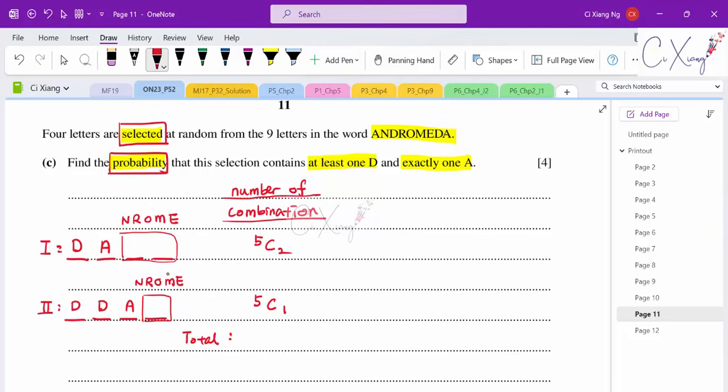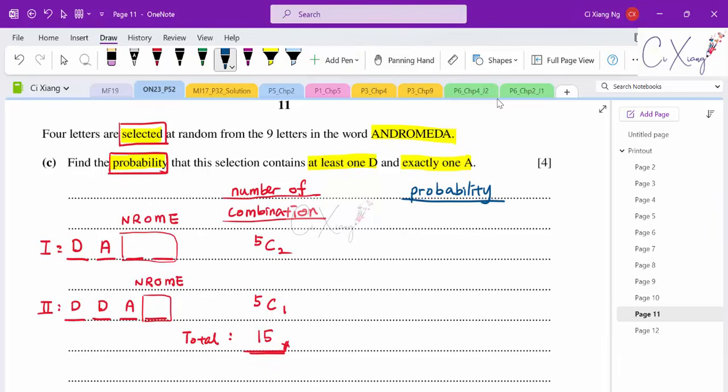Then if they're asking for the number of combinations, you should take 5C2 plus 5C1. By right, you should have 15. But for this question, they are not asking for the number of combinations, but the probability of the combination. If they are asking for probability, then we need to consider all the identical letters. When you have more identical letters, like 2E or 2A, it means you have a higher chance to get the letter D or the letter A. So to calculate the probability, we have to include the identical letters in the calculation.